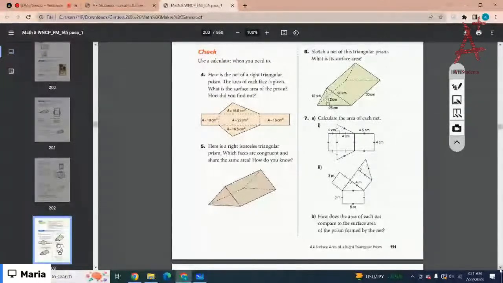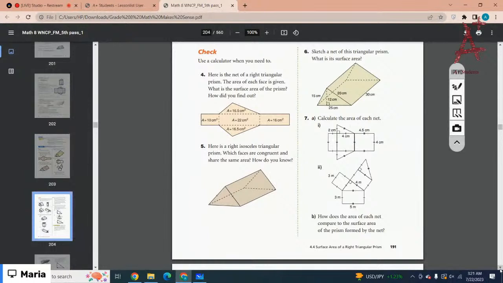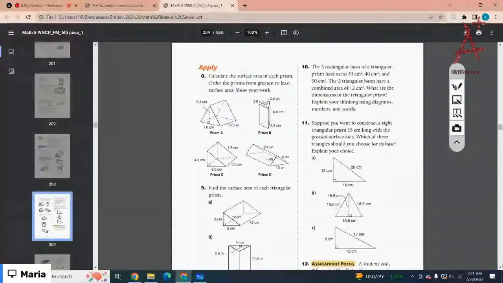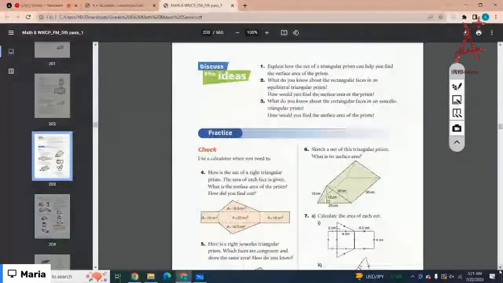Okay, let's just calculate the area of the... Suppose that, what's wrong with the page? Oh, I scrolled to the next one.